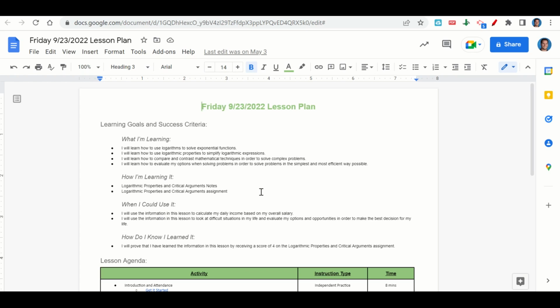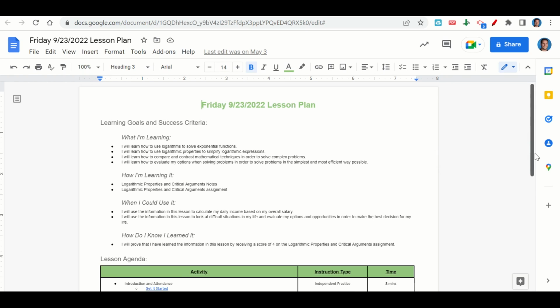How are we learning it? Through the logarithmic properties and critical arguments notes and the logarithmic properties and critical arguments assignment. When can we use this information? To calculate your daily income based on your overall salary, and to look at difficult situations in your life and evaluate your options and opportunities in order to make the best decision for your life. How do you know you learned it? By getting a score of 4 on the logarithmic properties and critical arguments assignment.